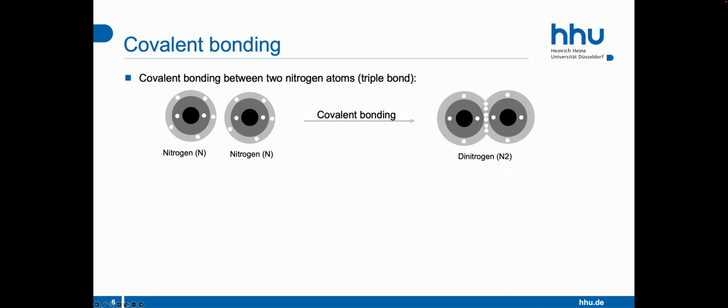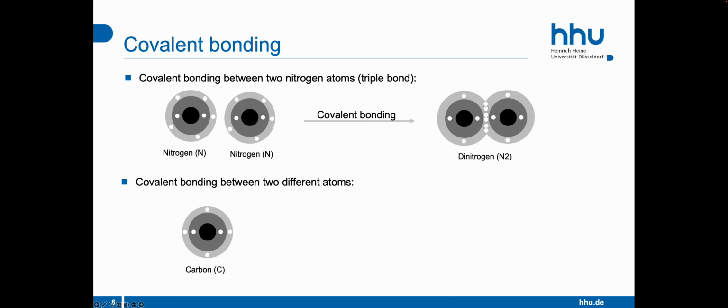Up to now, I only showed you that we can have covalent bonds between two atoms of the same type. But we can also have covalent bonds between different atoms and also involving more than 2 atoms. In this image here, you can see a carbon atom that we already have seen on an earlier slide. Carbon atoms typically have 6 protons, 6 neutrons, and 6 electrons, which means that carbon atoms need 4 additional electrons to fill their outer electron shell.